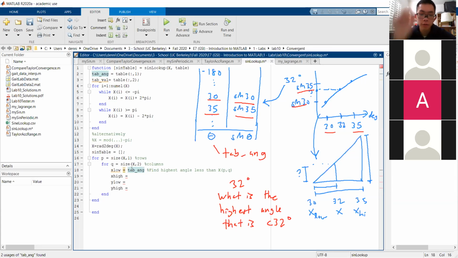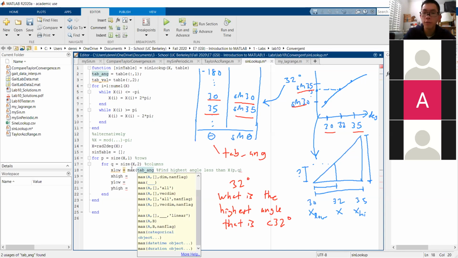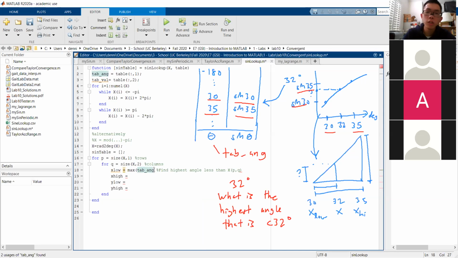Max. Max. Let's start from there. Now, we can't do max of tab ang because we can't find the maximum of the angles because that's just going to be like 180 or something like that. We need to restrict our search to just all angles that are less than our given x comma xp comma q.